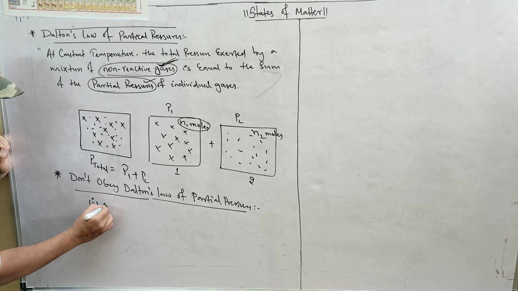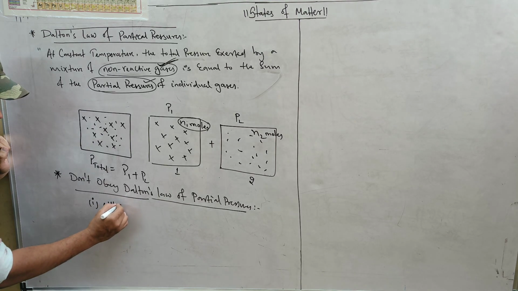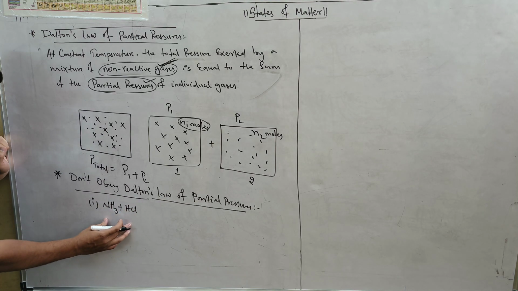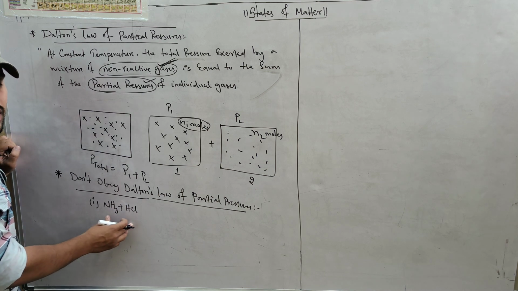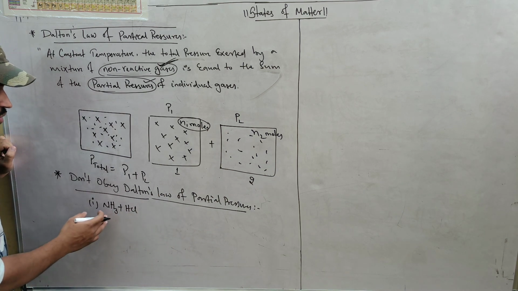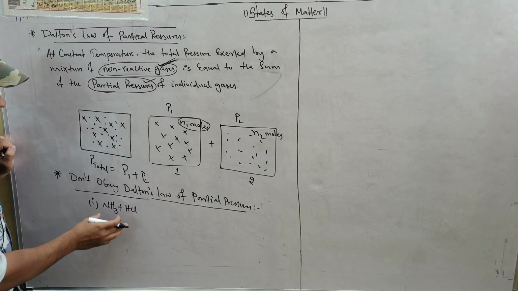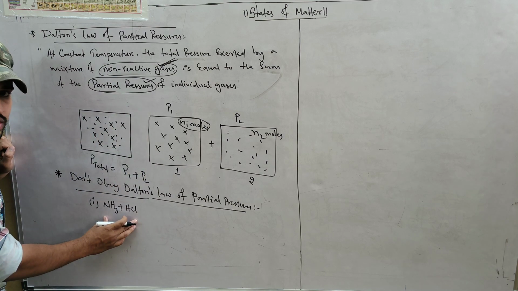Like we can say ammonia, NH3, plus HCl. These two are reacting gases. They are going to produce ammonium chloride. So this law is not applicable for these two gases.